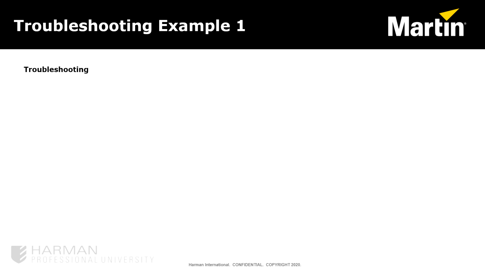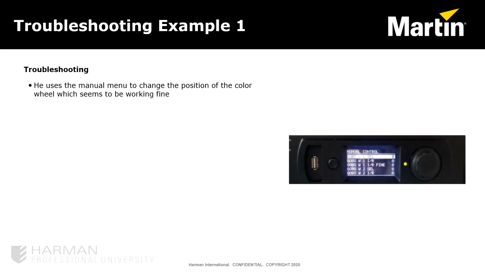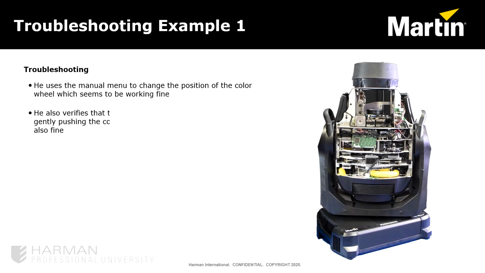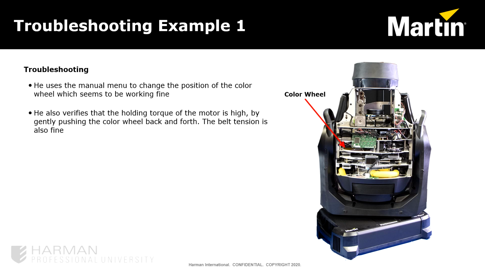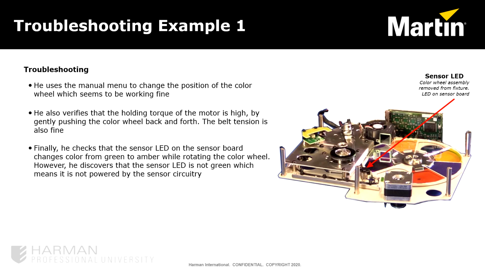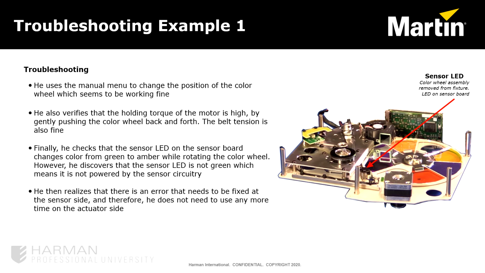How does the technician proceed with troubleshooting the error? The technician uses the manual menu to change the position of the color wheel, which seems to be working fine. The tech also verifies that the holding torque of the motor is high by gently pushing the color wheel back and forth. The belt tension is also fine. Finally, the technician checks that the sensor LED on the sensor board changes color from green to amber while rotating the color wheel. However, it is discovered that the sensor LED is not green, which means it is not powered by the sensor circuitry. The tech then realizes that there is an error that needs to be fixed at the sensor side, and therefore does not need to use any more time on the actuator side.